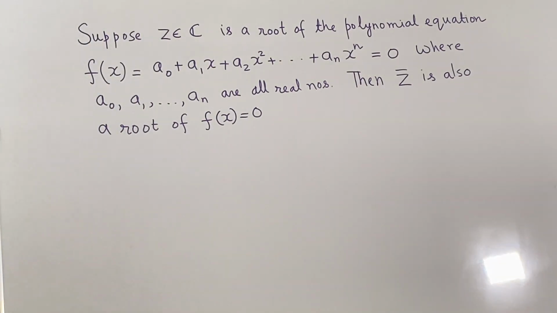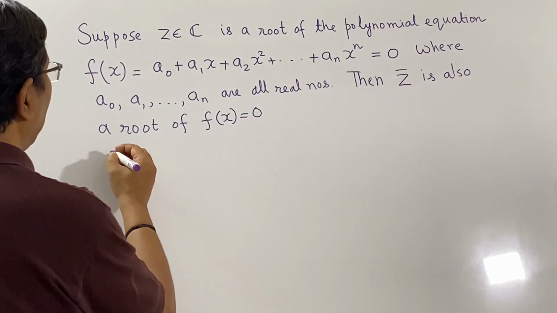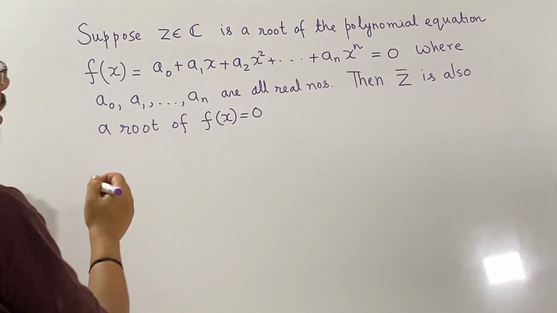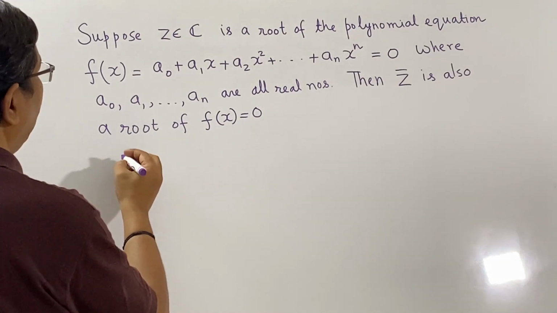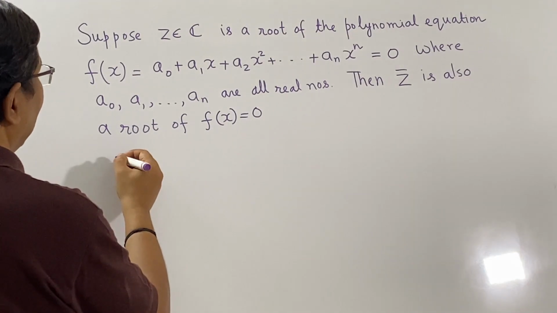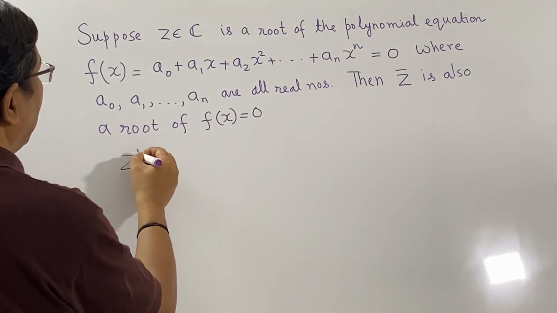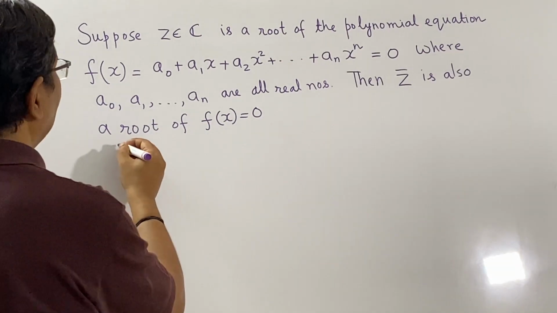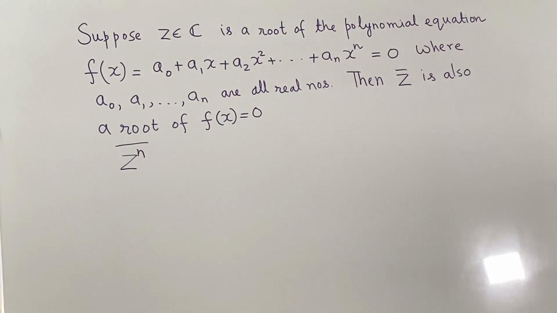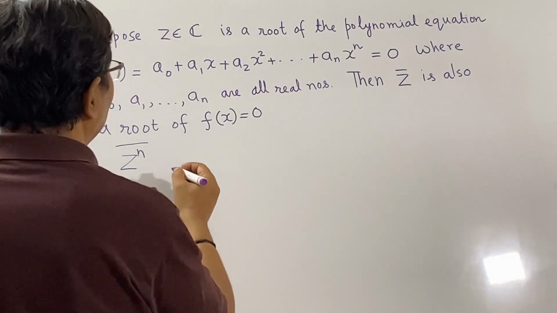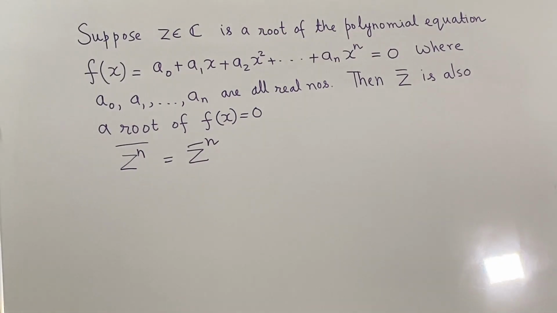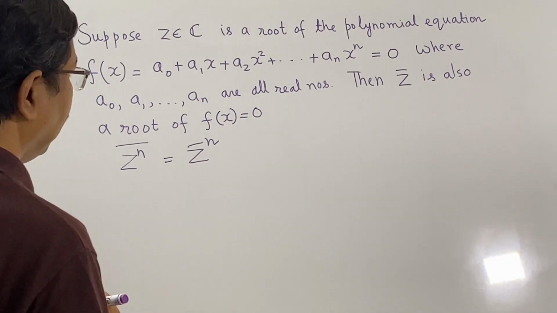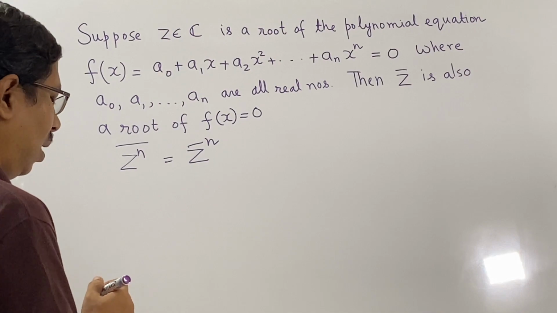Now, to prove this result, we will be using an important property that can be easily proved using the Euler formula. It states that if you are looking at zⁿ and you take the conjugate of that, so if you are looking at zⁿ conjugate where z is a complex number, then this is equal to z conjugate to the power n. Now, this is easy to see.